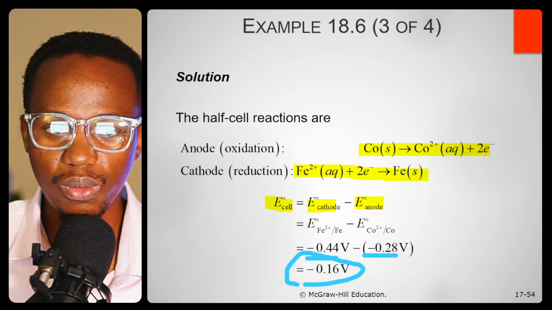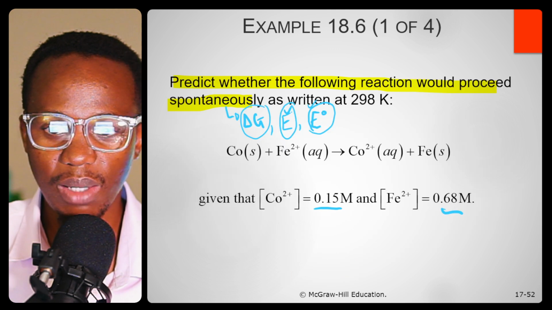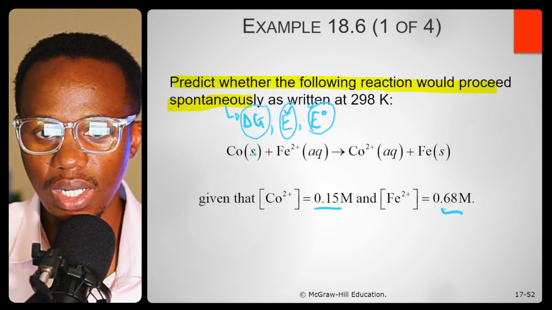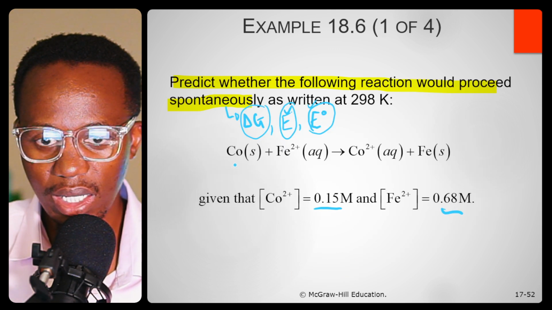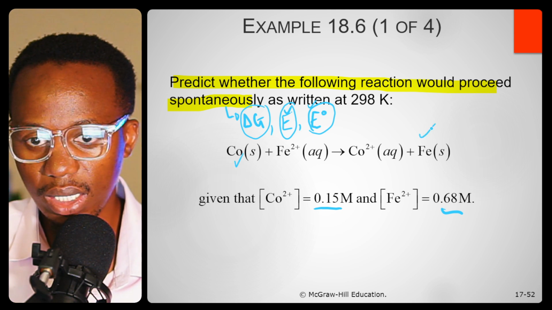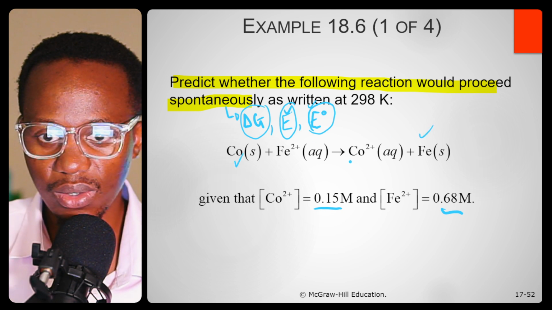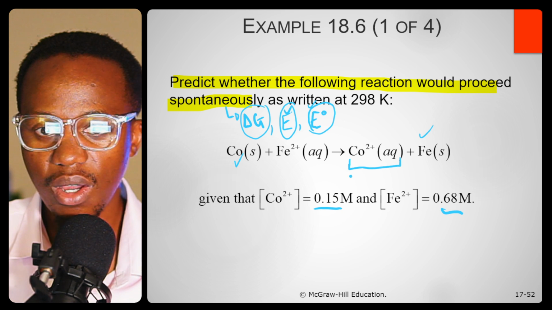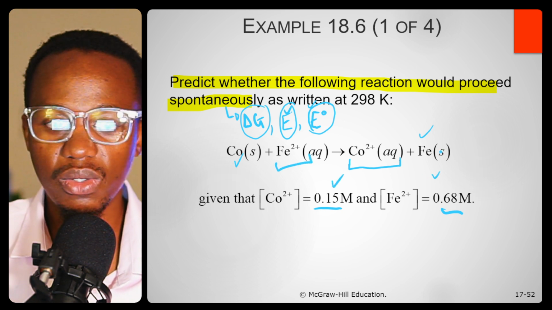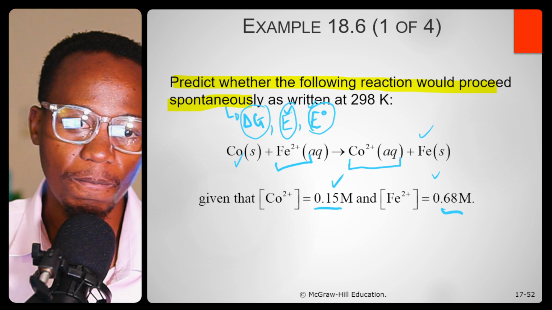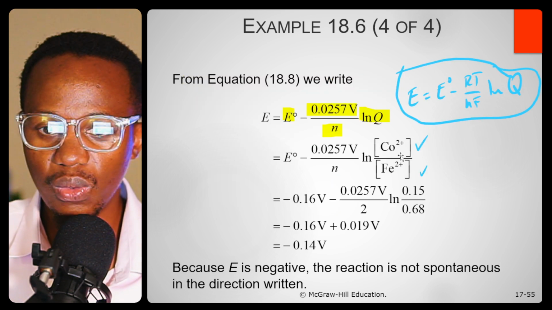Because of the full reaction, if we set up the full reaction, which is this, right? So if you remember, in the equilibrium constant, we don't use solids, we only use liquids. So it's going to be the concentration of cobalt over the concentration of iron. So it's going to be the concentration of this over the concentration of this. So that's what we use for Q.